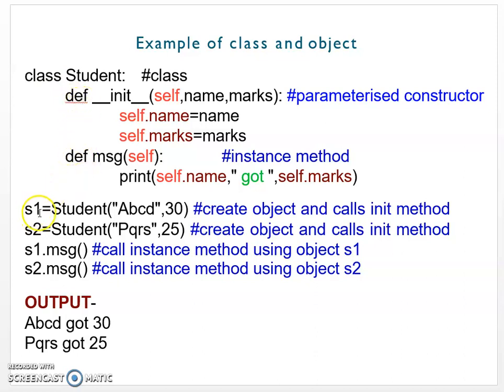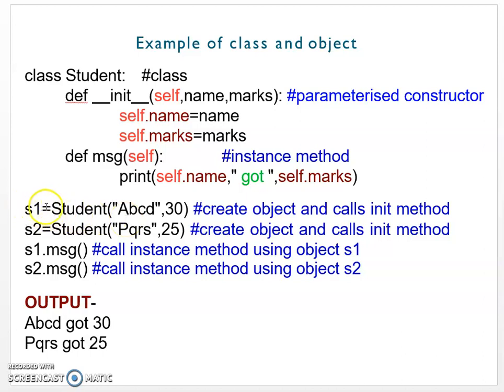Next, s1. Now s1 is the object. How to create the object? To create the object, we first write the object name. You can give any name to your object. So s1 is my object, equal to, whose object, or the class name? It belongs to the Student class. So here S must be capital. Student, in brackets, we have to pass the parameters.